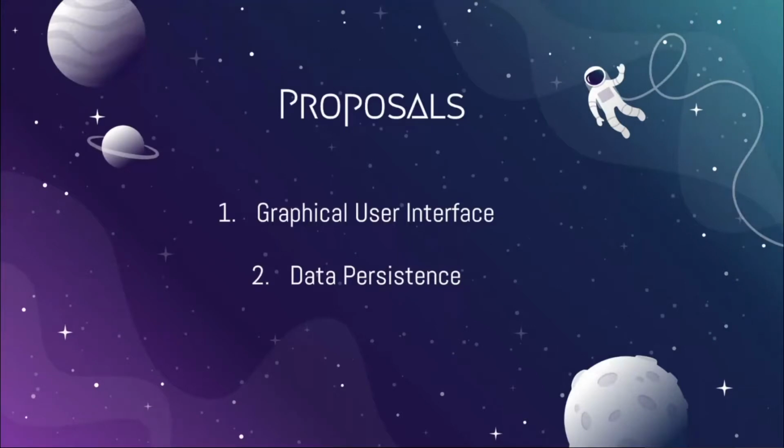For our star search simulation system, we've come up with two proposals, a graphical user interface and data persistence. Our graphical user interface provides users with a visual representation of the space grid, which provides real-time updates as drones move throughout the space region. We also provide buttons to allow users to interact with the simulation and also provide a real-time status panel showing the status of the simulation.